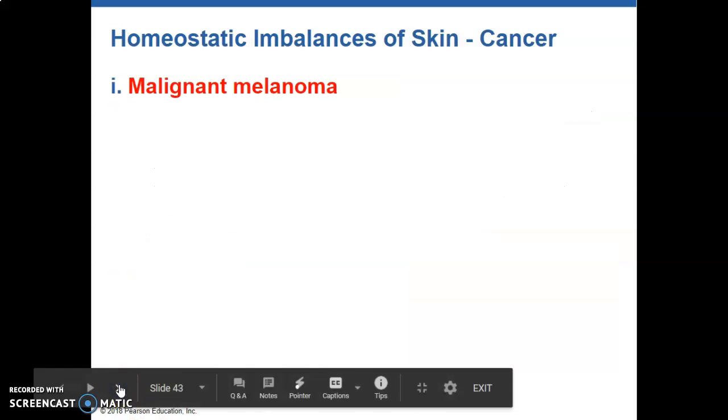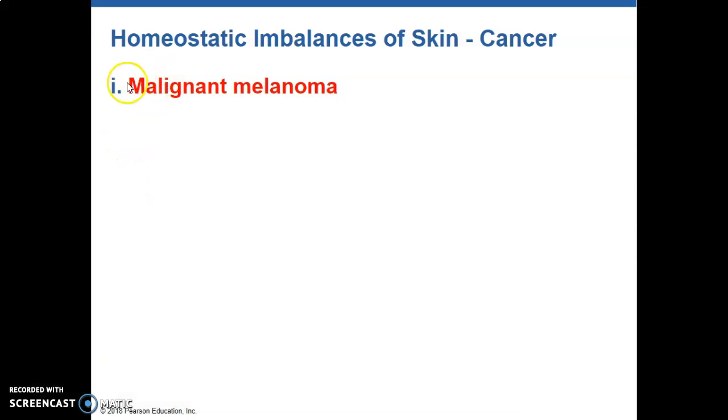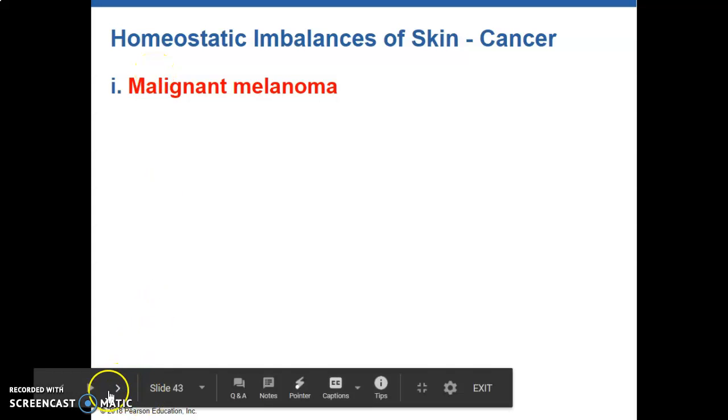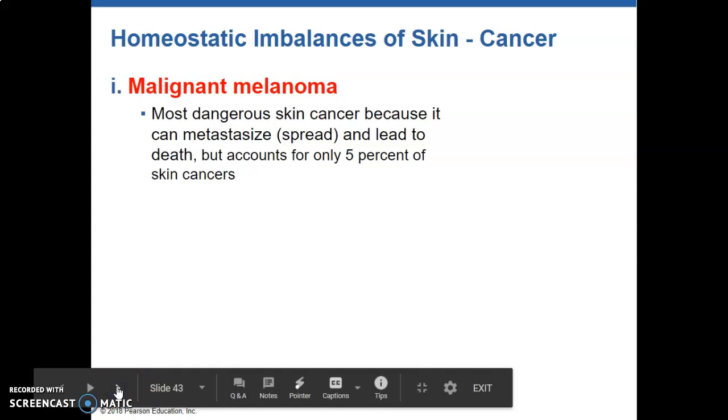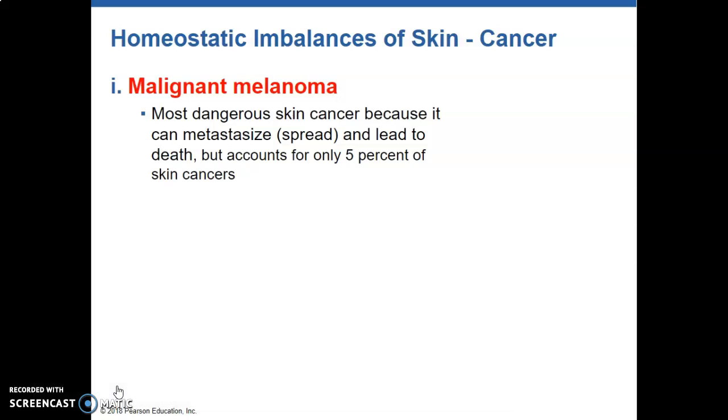The last type is malignant melanoma. Remember that the prefix mal means bad. This is likely to spread or metastasize to different parts of the body. It's the most dangerous skin cancer because it can metastasize or spread and lead to death, but it accounts for only 5% of skin cancers. So whereas it's not very common in the world of skin cancers, if a person gets malignant melanoma, it is the most dangerous type of skin cancer.